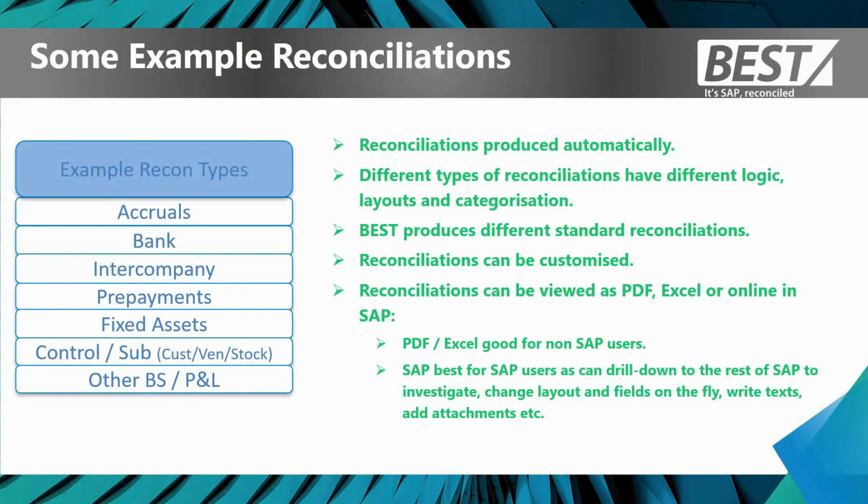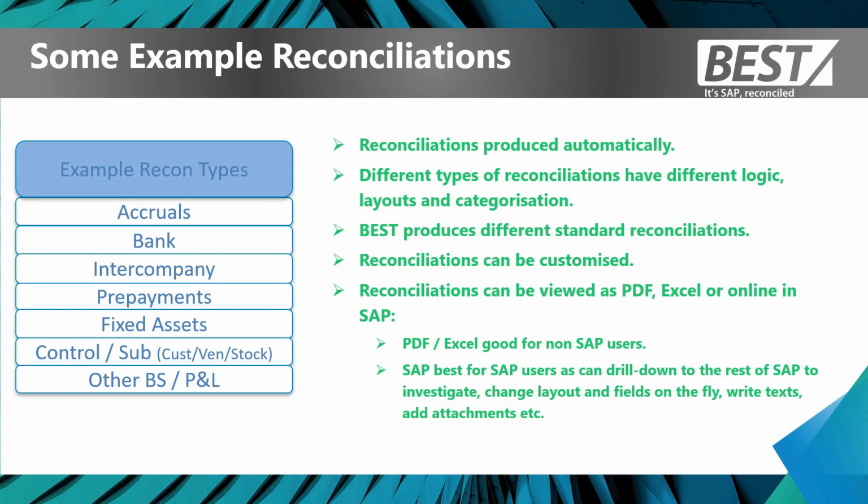On the left is our table that we looked at before of example reconciliation types that the accountants are doing during the month end, and I'll show you some of those. The point being that all these reconciliations are produced automatically by SAP now. Each type of reconciliation will have different logic, layouts, and categorization. For example, an accrual recon is quite different to a bank recon, and the underlying SAP functionality is also different, and the system reacts to that to produce different types of reconciliations.